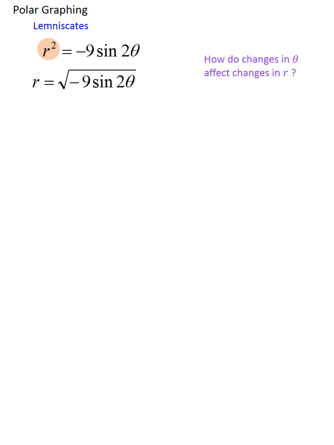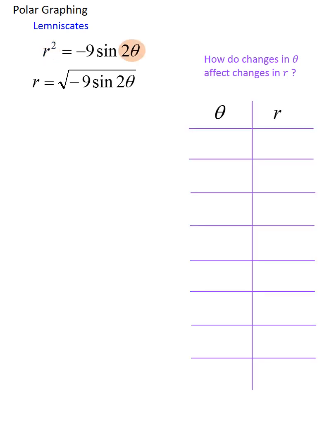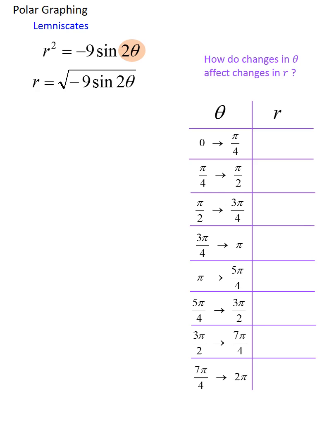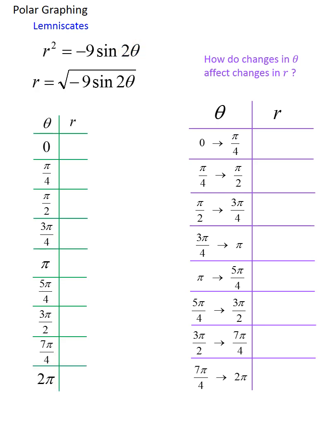So how do changes in theta affect r? Again, since we have a 2 theta here, we're going to want to look at theta in multiples of 45 degrees, which as usual means that we want to find the value of r at all of these particular dividing values. Now, if I were to plug all those theta values into the equation, and of course I didn't show the algebra here, but if I were to do that, then we would get these particular r values.